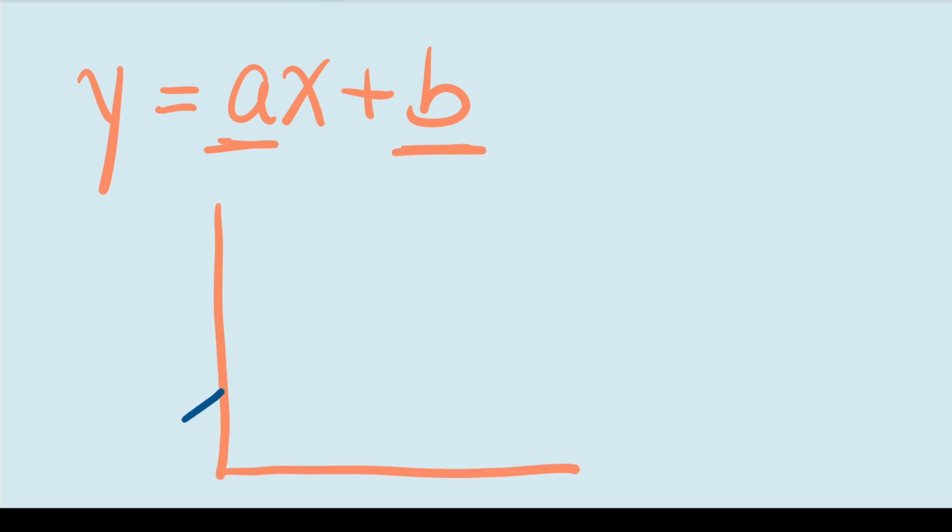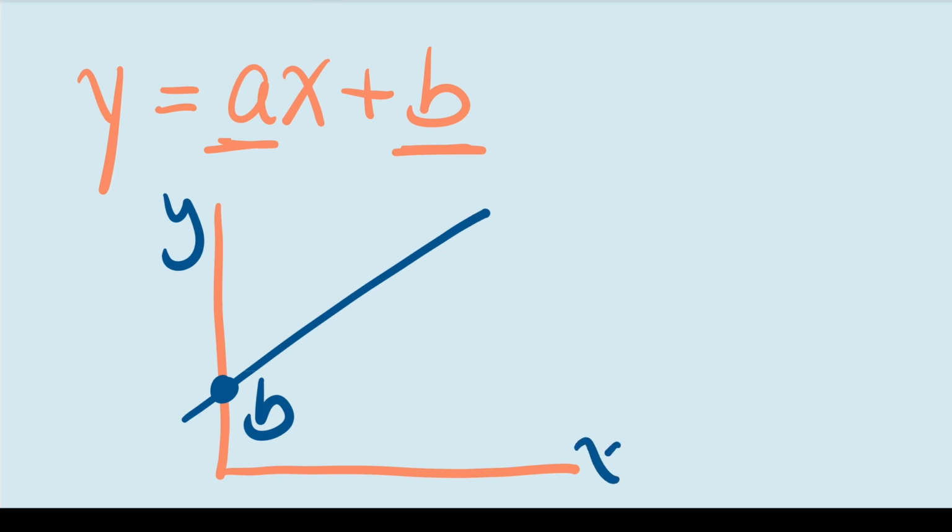If we had a graph, this is what it would look like, where that point, which is the y-intercept because it crosses the y-axis, this point right here, b, would be the y-intercept, and the slope of this line right here, so the change in y over the change in x, would be a.